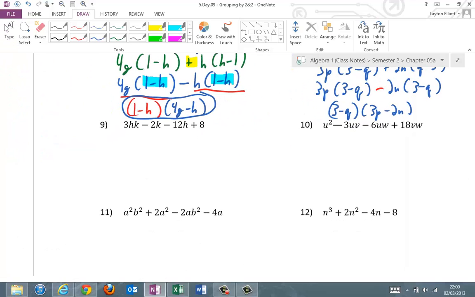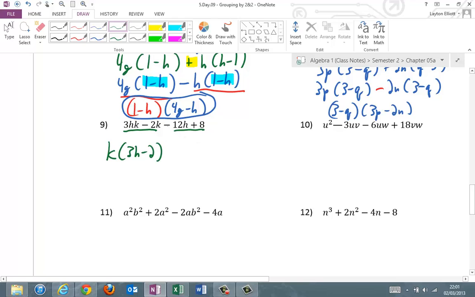In number 9, if I group my first 2 and my last 2, I have a little bit of a problem. I'm going to actually group by underlining rather than putting parentheses, and you'll see why. If I were to put parentheses, I'd run into a little bit of a problem, which we'll explain in a bit, but I want you to underline because of this minus sign there. And let's think, what am I going to take out of the first 2? I'm going to take a k, and that's going to leave behind a 3h minus 2.